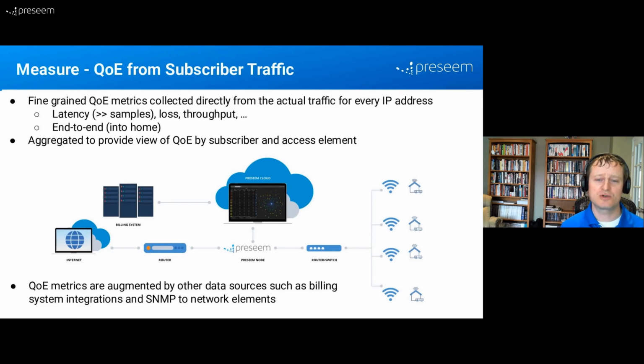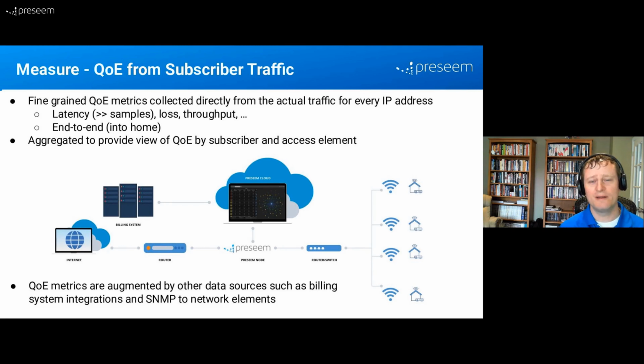So our approach is to extract it directly from the subscriber's traffic. In doing so, we can get very fine-grained latency measurements, throughput, loss, and retransmits, and then we can roll that all up into towers, access points, and subscribers to give our customers a view of the quality on those levels, which matches the way they typically think about the business.